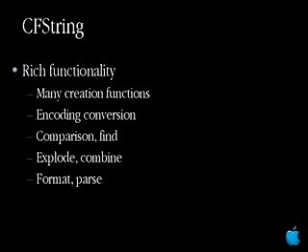CFString maintains a very rich functionality set. There are a number of different creation functions depending on where you may have gotten your string data from, whether it's coming from a Carbon stack or Cocoa, or you just read it out of a file. There's a lot of support for encoding conversions from CFStrings to whatever encoding you need to use. We will do comparisons, finds, searches. There are some more complex operations like exploding a string into its component pieces or combining the component pieces back again. And there's even some printf-style formatting and parsing available.